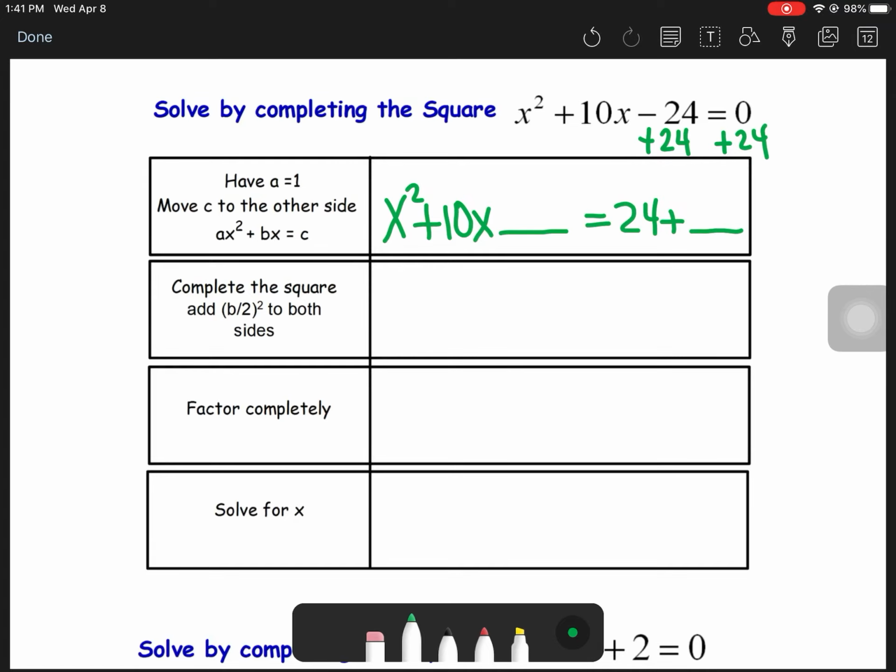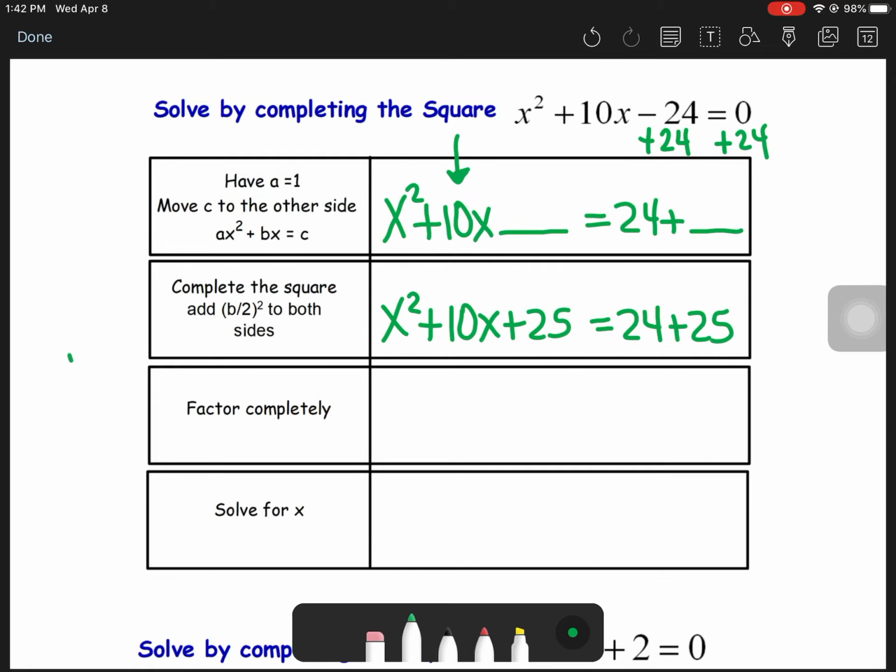Okay, now we're going to take that middle term, that b value, and we're going to divide it by 2. 10 divided by 2 is 5, and 5 squared is 25. So we're going to add 25 to both sides. Once we add to one, we add to another. Now we're going to factor it.